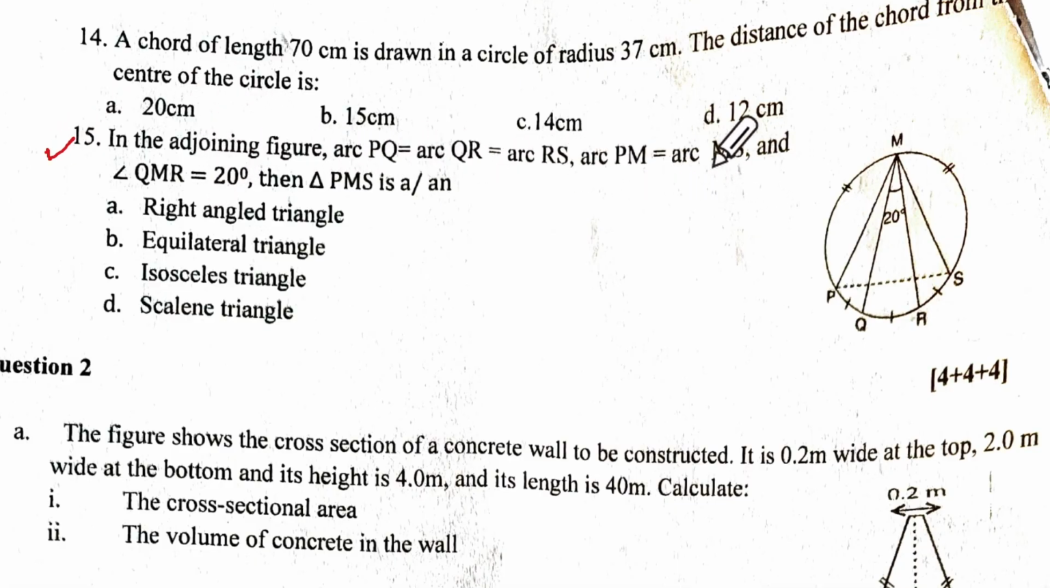Let us look at this. What are they telling you? PQ, QR, RS. Can you see that? Now, if these are equal, then this will be x, x, x. Have you drawn the diagram? Yes, ma'am.